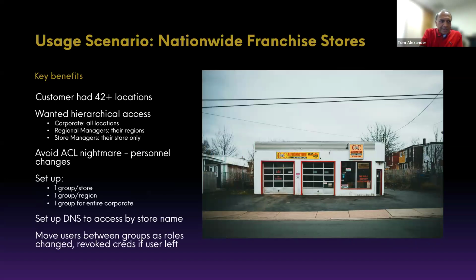The third one is probably the most convoluted of all, but it demonstrates what you can do with this technology. So we have a customer that has a bunch of franchises nationwide, about 50-ish, 42 plus locations. And so they had an interesting problem in that they needed hierarchical access. So the corporate office that ran all the franchises needed full access to every single store, every resource, all the time.